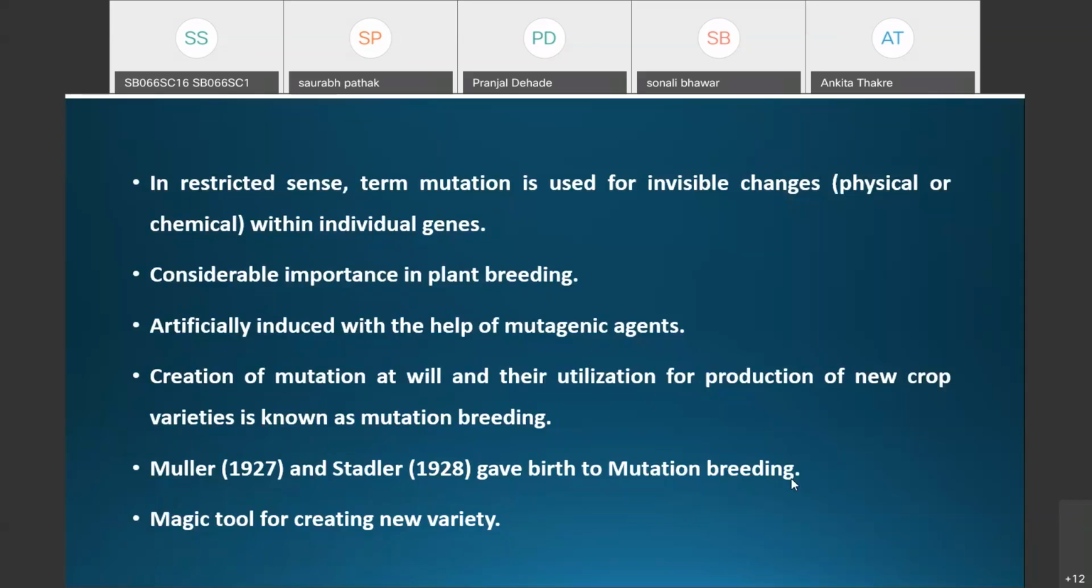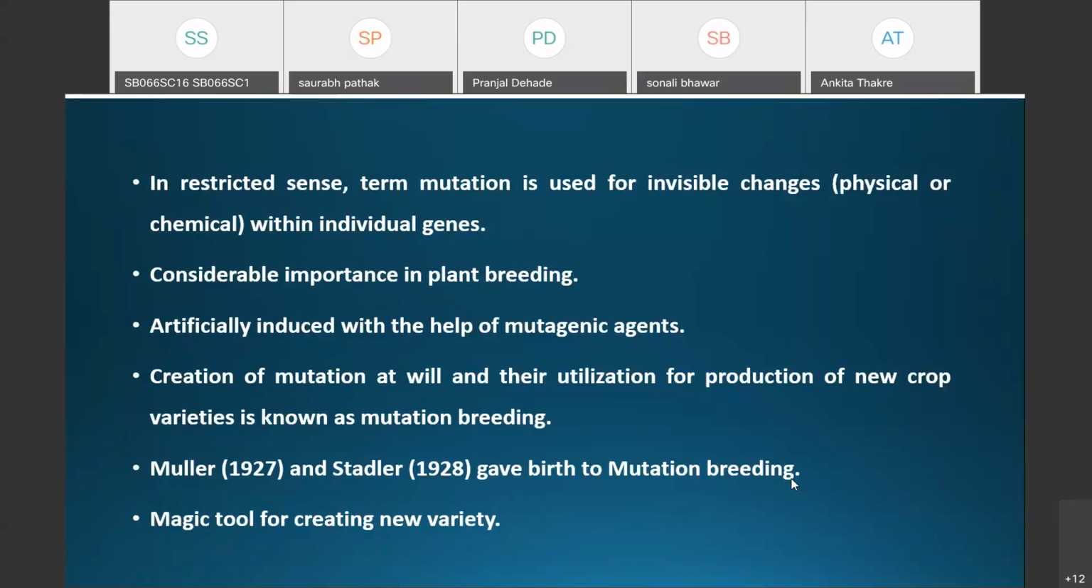Later, in a subsequent slide, we will discuss what is meant by mutagenic agents and the different types of mutagenic agents which are used in mutation breeding. Here, the creation of mutation at will and their utilization for the production of new crop varieties is known as mutation breeding.